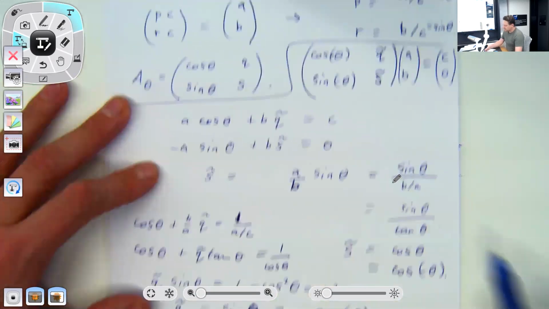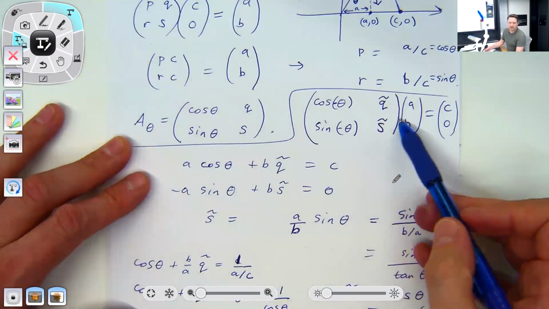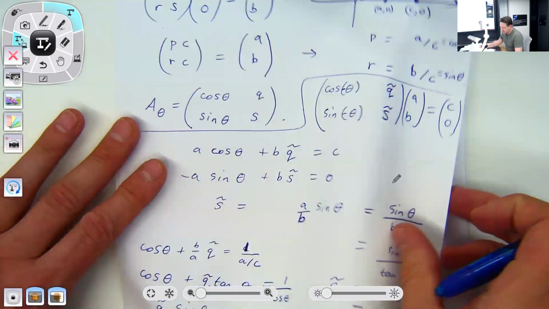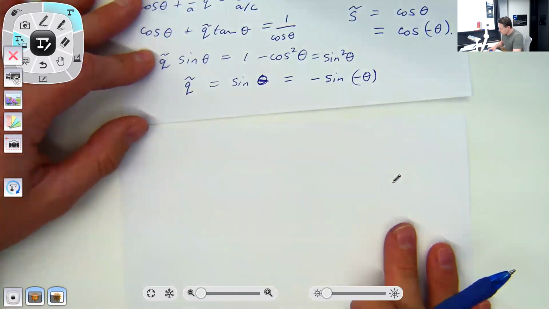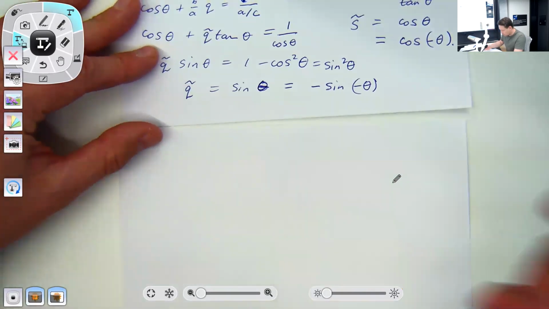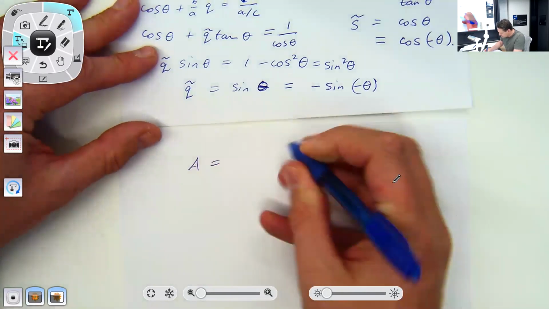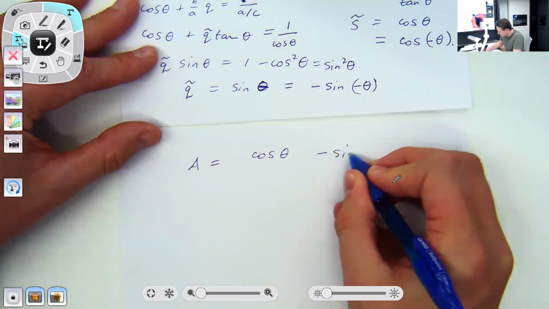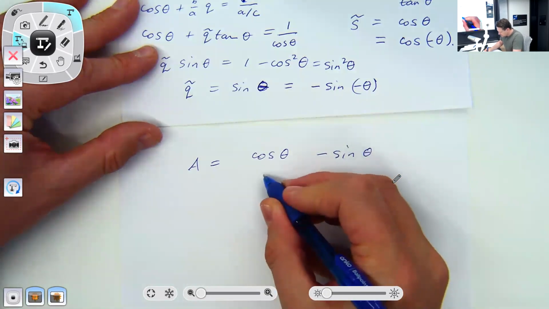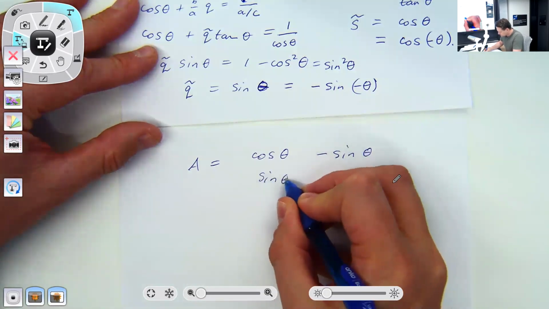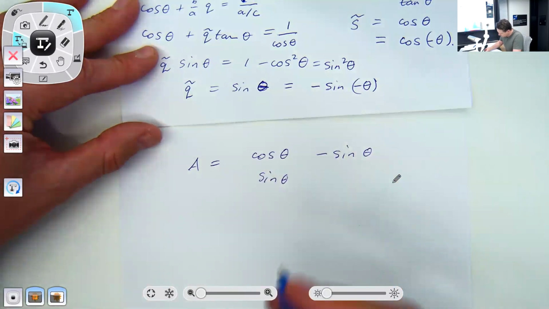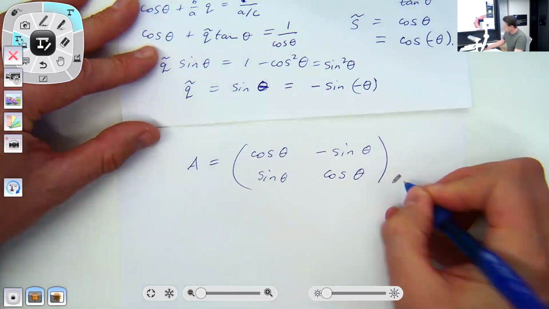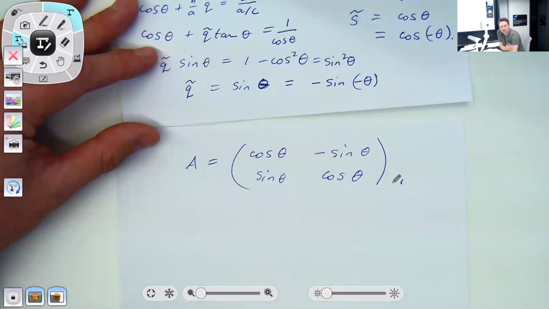Okay, so now I have this matrix all in terms of, I have everything there that I need, right? But it's in terms of minus theta. So from that, I just infer that the original rotation matrix, A, is just cos theta, minus sine theta, and then sine theta, and then what did we have there? Cos. Great. Okay, so I've constructed it. Voila.